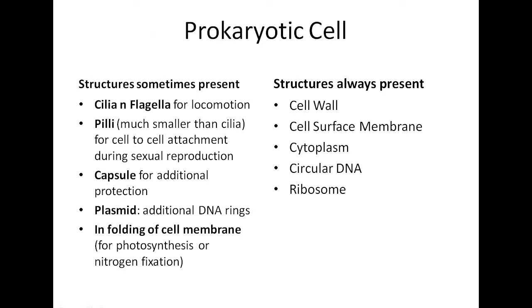Okay, these are some additional and some very specific structures we see in prokaryotic cells. First, go through the structures that are always present in the prokaryotic cell. These structures are cell wall, cell surface membrane or simply cell membrane, cytoplasm, circular DNA, and ribosome. These structures will always be present in a prokaryotic cell. On the other side, I have written structures that are sometimes present in prokaryotic cells, which means they are not compulsory to be observed in all prokaryotic cells at the same time.